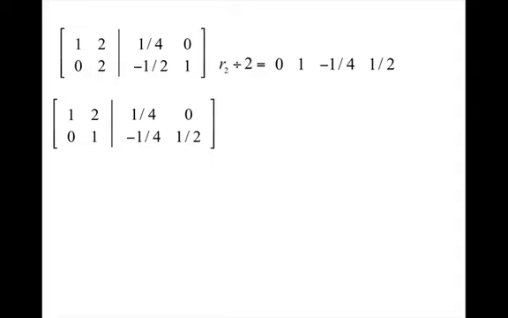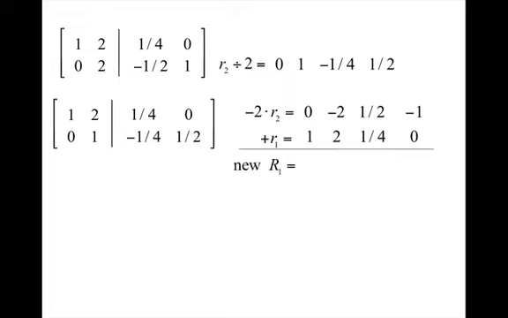Now finally, I need to make the 2 become a 0. So change its sign to a -2. I multiply by the 1 that's in row 2. So -2 times row 2 gives me 0, -2, 1/2, -1. I add this to the row I want to change, which is row 1. Row 1 was 1, 2, 1/4, 0. This is going to give me my new row 1.